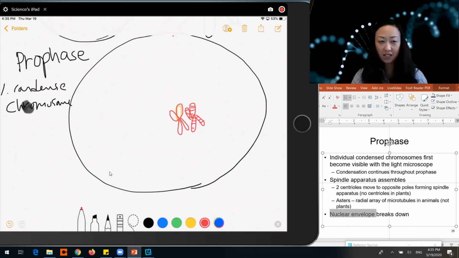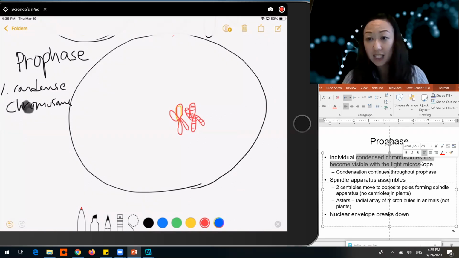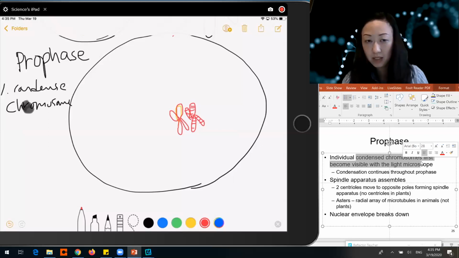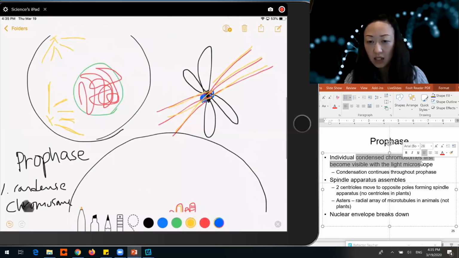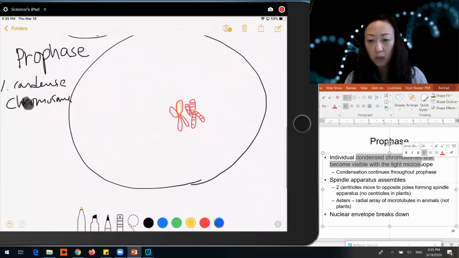Now they're going to condense. So the first thing, chromosome is condensed. That's the first thing right here. Condensed chromosome, check. We already did that. And then spindle apparatus, what is that? That is the very microtubule we talked about. That was the yellow drawing that I just did up here. The 2 centrioles are going to move to the opposite poles and form the spindle apparatus.